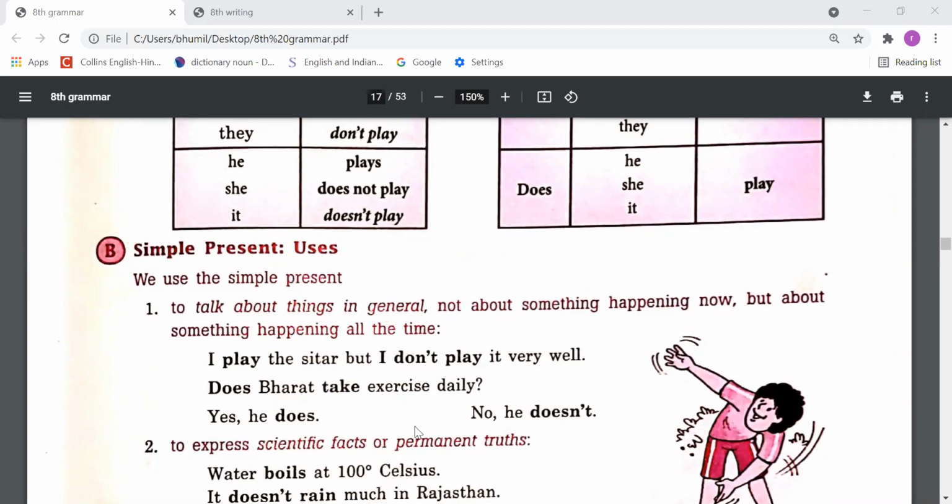Yes, he does. No, he doesn't. When we need to reply, we need to use the root form. When we need to reply in negative form, we should use either do not or does not, then the root form.